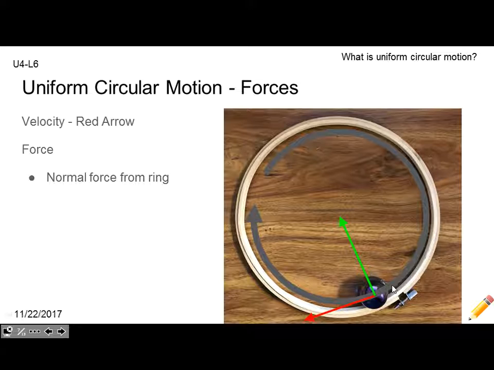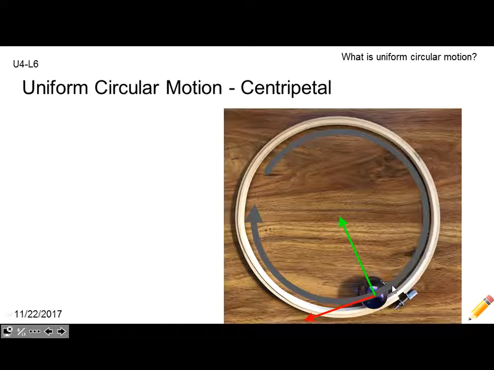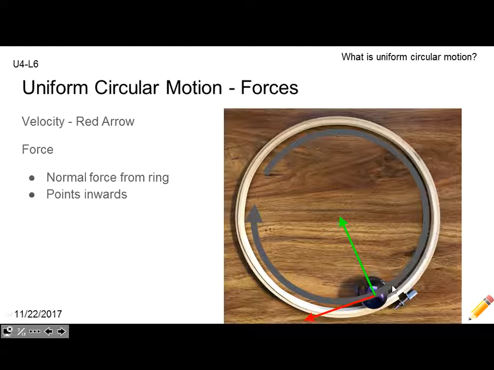So in the case of the marble traveling in the hoop, it's a normal force from the ring that's providing this force that points in. Always points towards the center of the circle. Okay? So again, if I move the marble to a different spot on the hoop, it's still going to be a push towards the center of the circle. I'll draw a picture of that in a second.